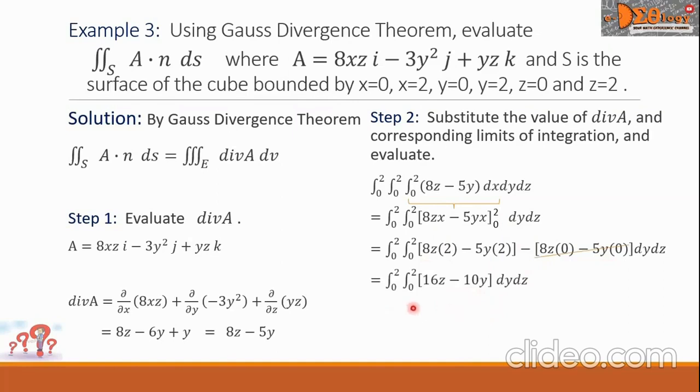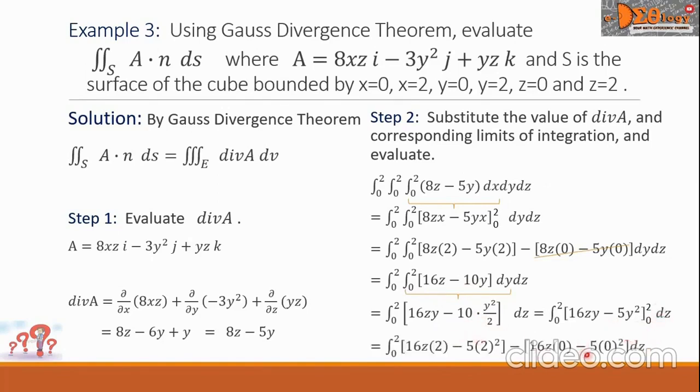Now let us evaluate again the integral from this point. So the integral of 16z with respect to y will be 16zy minus integral of 10y with respect to y will be 10 times y squared over 2. We can cancel this 10 and 2, so we have 5y squared. Let us evaluate this with the limits of integration from 0 to 2. And it becomes like this.